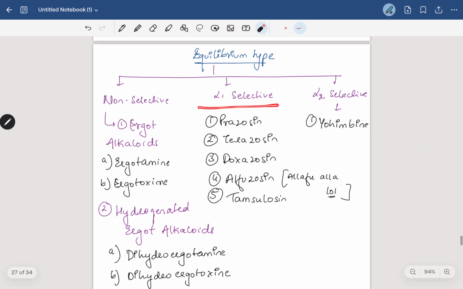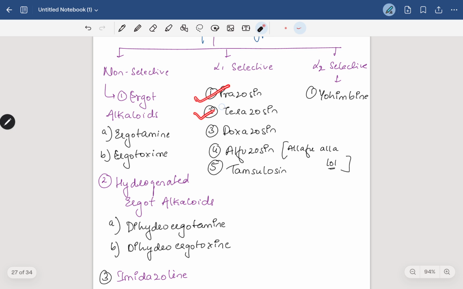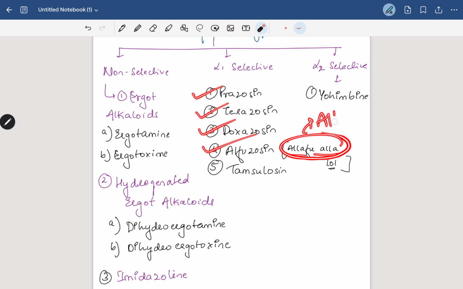And in alpha 1 selective, you have prazosin, terazosin, doxazosin, alfuzosin, and you have tamsulosin. So all these drugs end with the word zosin, right? So you have prazosin, terazosin, doxazosin, alfuzosin. This I wrote because there's one Bollywood song. Okay, even I don't know properly. Something like Arafu Allah. So from that song you can just remember alfuzosin. You have tamsulosin. Even if you write three drugs, it's more than enough.